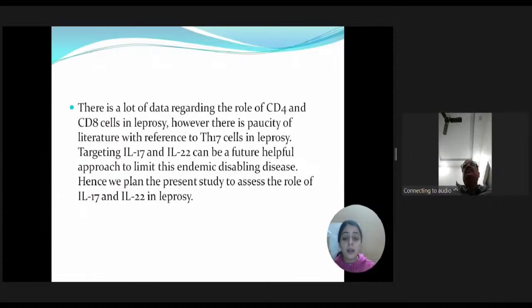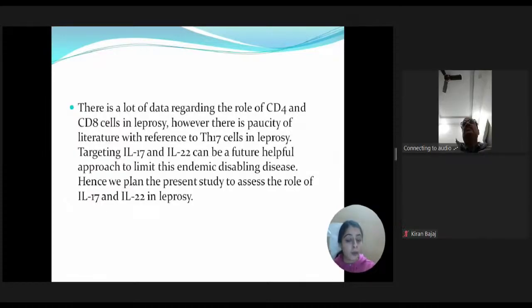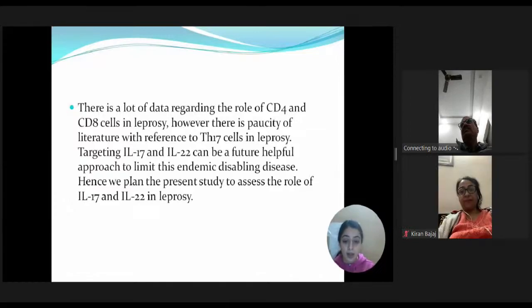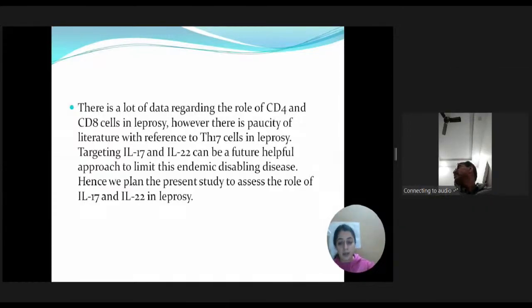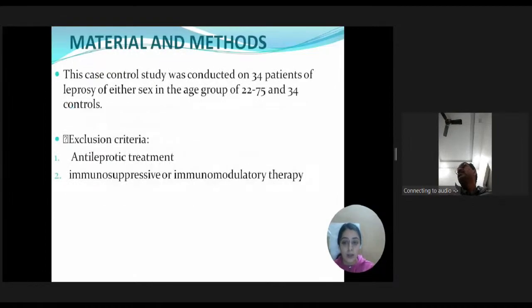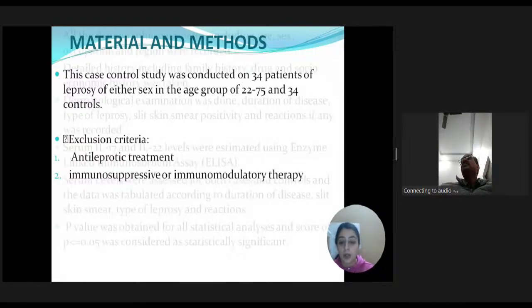So targeting interleukin 17 and 22 can be a future helpful approach to limit this endemic disabling disease. So we planned the present study to assess the role of interleukins 17 and 22 in leprosy. In my study, we took 34 patients in the age group of 22 to 75 years, and we excluded all the patients who were on anti-leprotic treatment or some kind of immunosuppressive or immunomodulatory treatments.